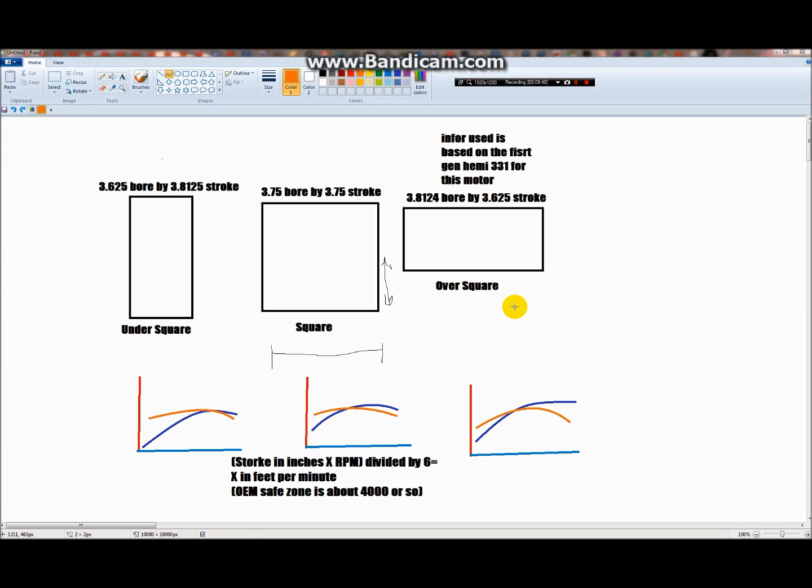Regardless of that, basically, you're looking at safe engine speeds, and I'm about to run out of time.